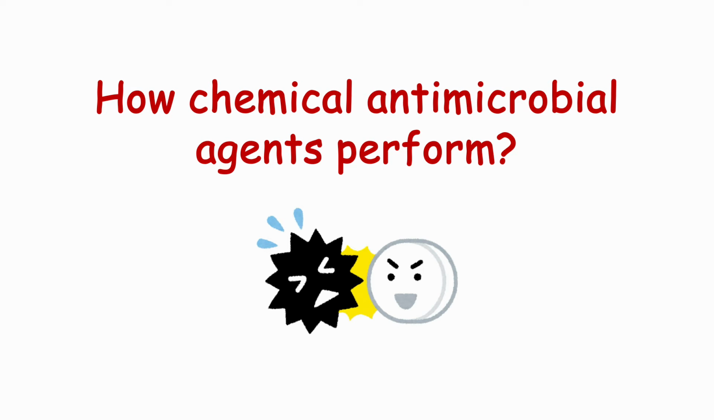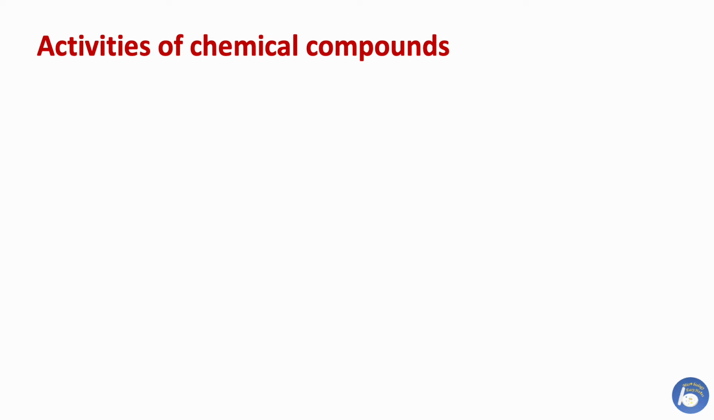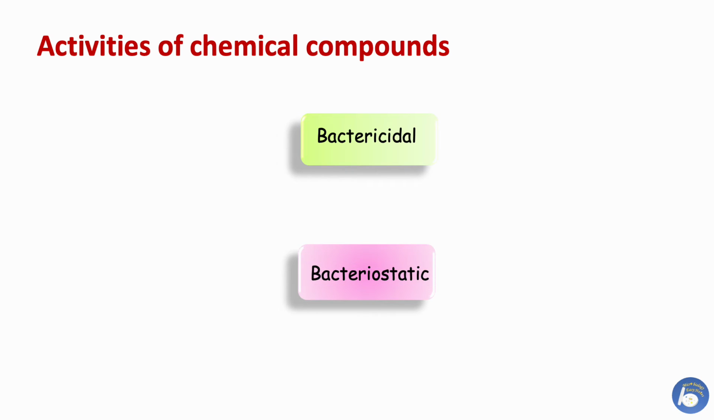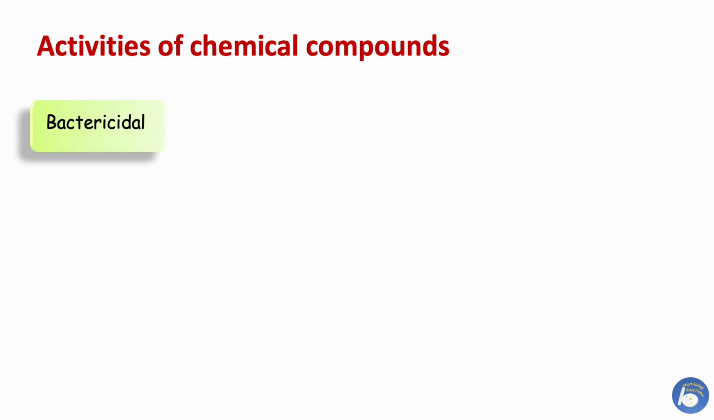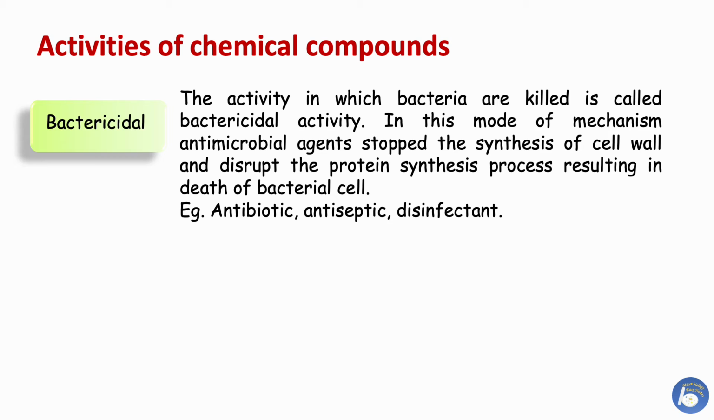How chemical antimicrobial agents perform. Chemical antimicrobial agents either perform as bactericidal or bacteriostatic. What is bactericidal? The activity in which bacteria are killed is called bactericidal activity. In this mode of mechanism, antimicrobial agents stop the synthesis of cell wall and disrupt the protein synthesis process, resulting in death of bacterial cell. Example: antibiotics, antiseptic and disinfectant.